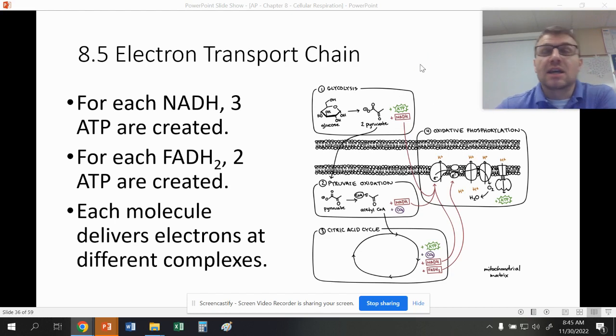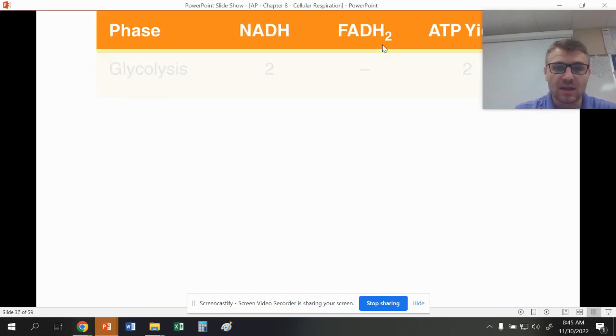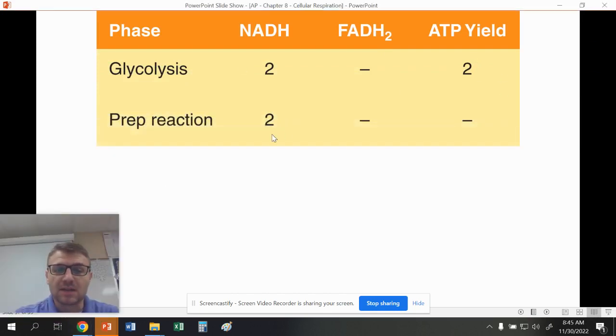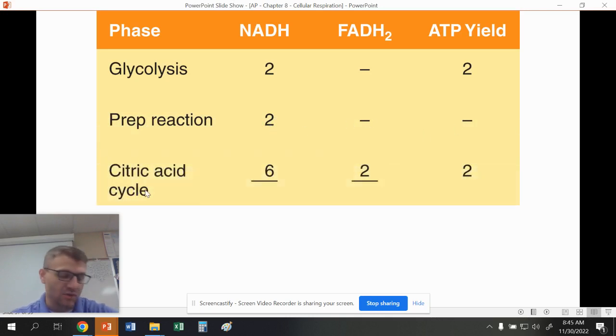Now you actually might see, I've seen some books have NADH makes 2.5 and FADH2 makes 1.5. Most textbooks will have 3 and 2, but these are roundabout numbers. These are averages. Now, if you remember during glycolysis, we produce 2 NADH and we produce 2 ATP. During the prep step, we produce 2 NADH and nothing else. During the citric acid cycle or the Krebs cycle, we produce 6 NADHs, 2 FADH2s, and 2 ATP.